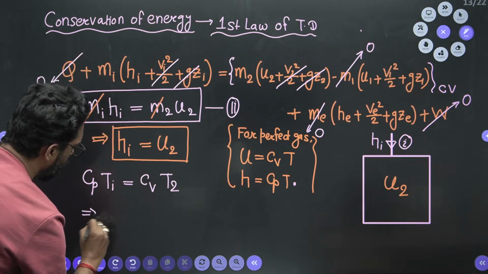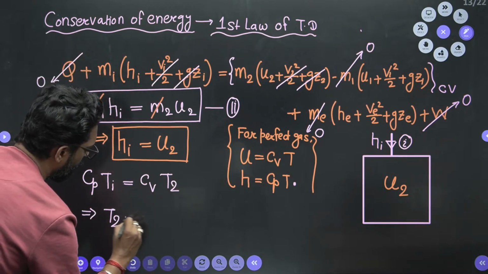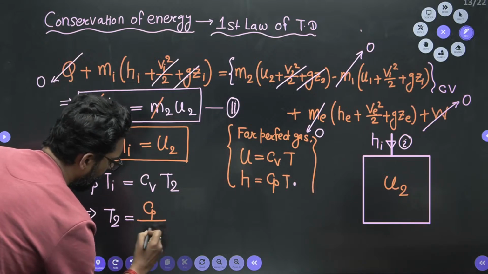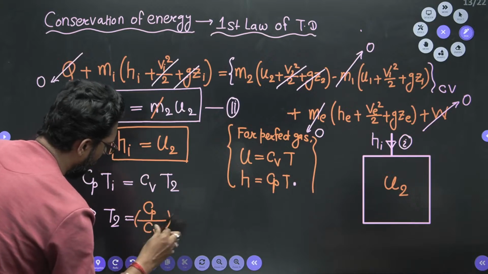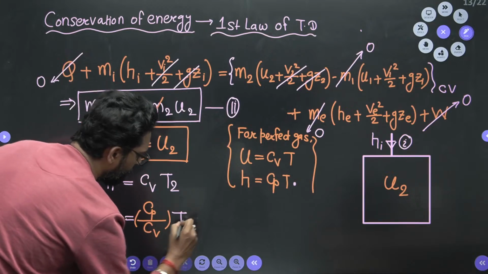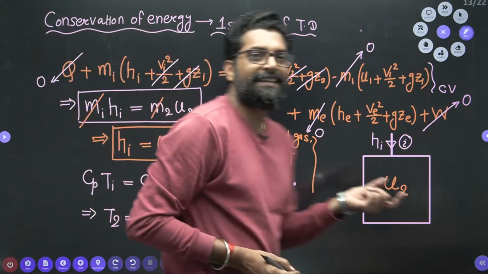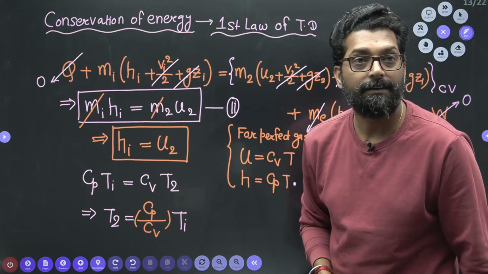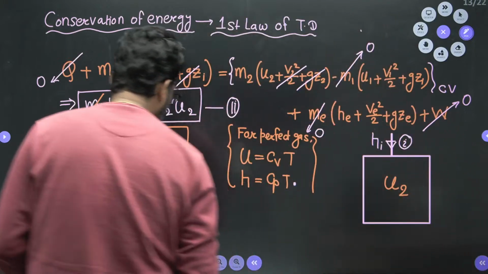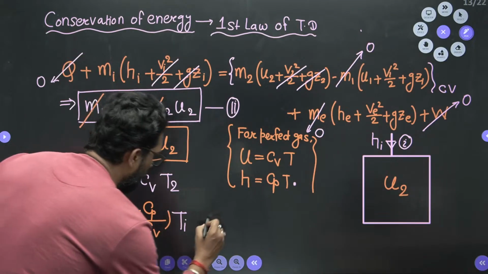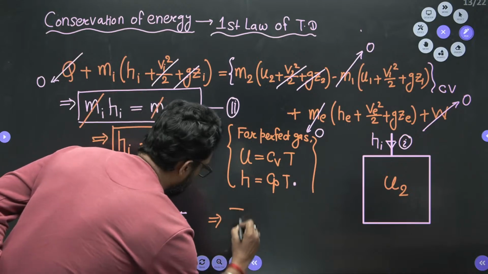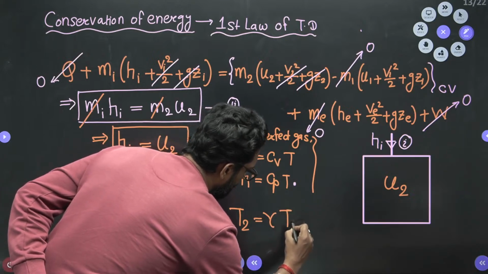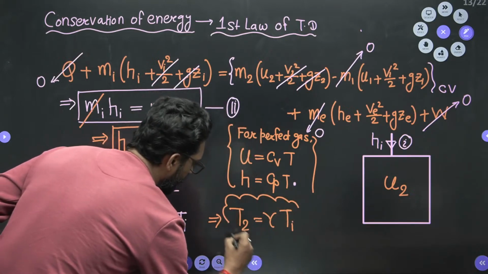So what is the T2 temperature? T2 is equal to Cp by Cv into Ti. And for a perfect gas, Cp by Cv is equal to gamma, that means the adiabatic index. That means you have to write it like that: T2 is equal to gamma into Ti. This is a very important relation.